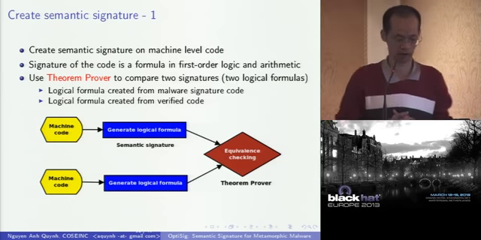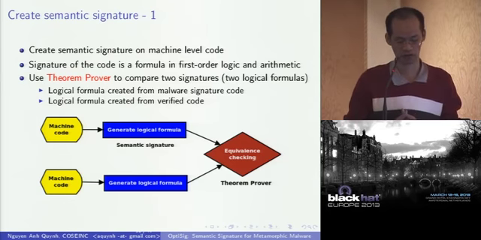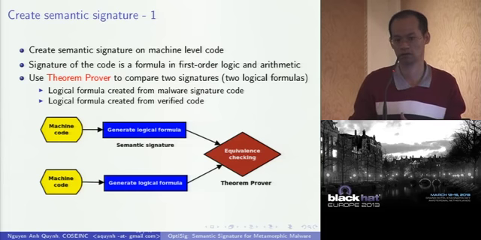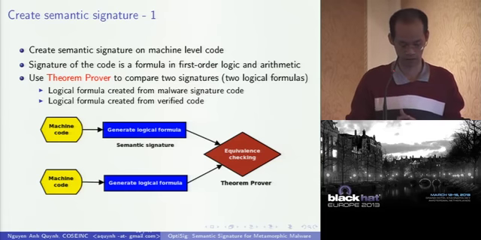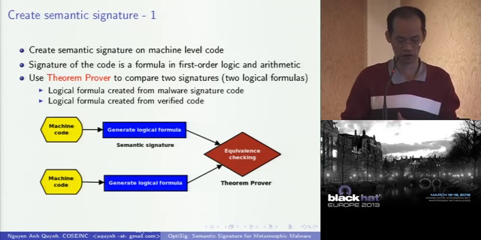Okay, so here's how we create the semantic signature. First one, we create the semantic signature on the machine code, the binary code. And the signature of the code is actually the formula, the first order logic formula of the code, which expresses the semantics of the code. And after that, we use a theorem prover to compare the two signatures, which are actually the two logical formulas.